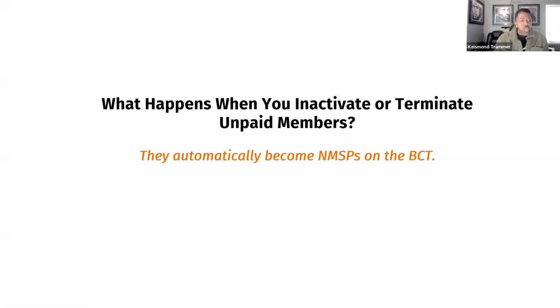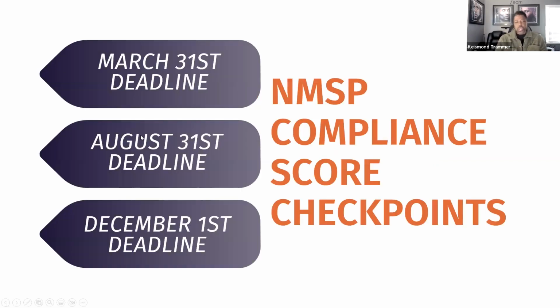So let's talk about what happens when you inactivate or terminate unpaid members. This is important because when you inactivate or terminate an unpaid member, they automatically become NMSPs on the BCT. The reason why this is important is because once you inactivate the member, you will have 30 days to work with the brokers to get these issues resolved. And just as a reminder, we have 3 NMSP compliance deadlines this year, and it hasn't changed over the years. And so it's March 31st, August 31st, and also December 1st.